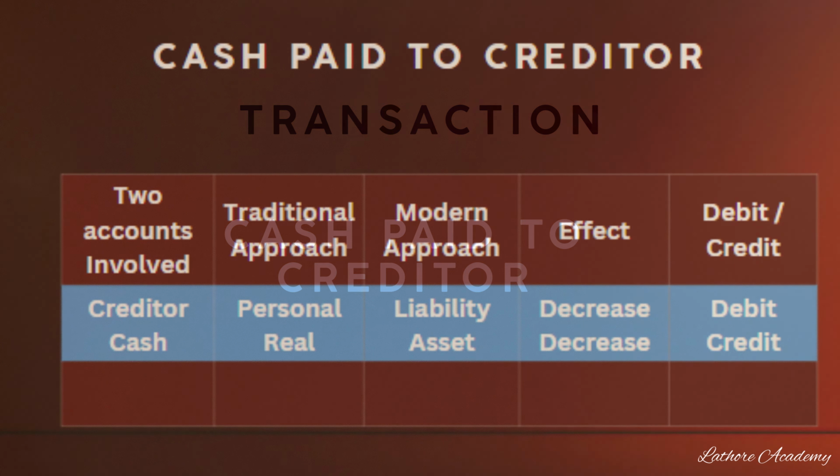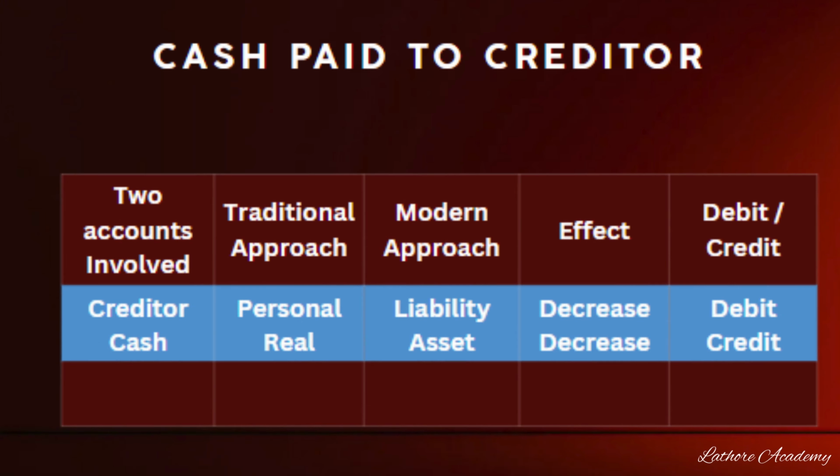So what is cash paid to creditor? Creditor is the supplier who had supplied goods on credit basis earlier. When cash is paid to them, the two accounts involved here are creditor and cash. Creditor is a personal account as per traditional approach and cash is a real account. Whereas as per modern approach, creditor is a liability, cash is an asset.